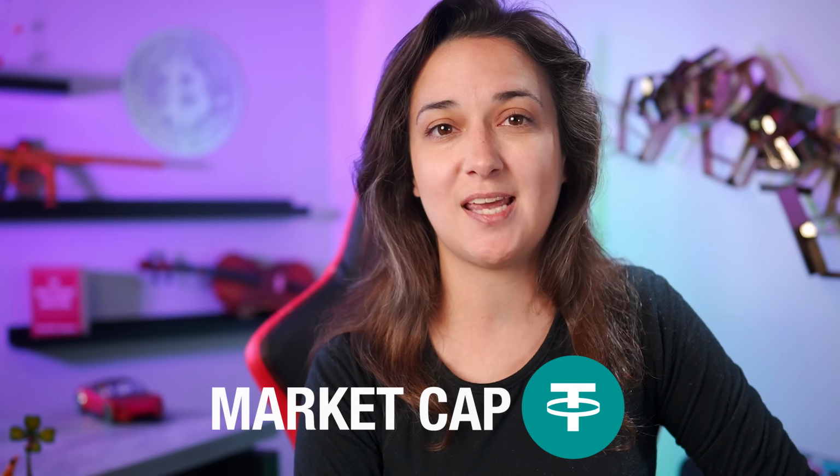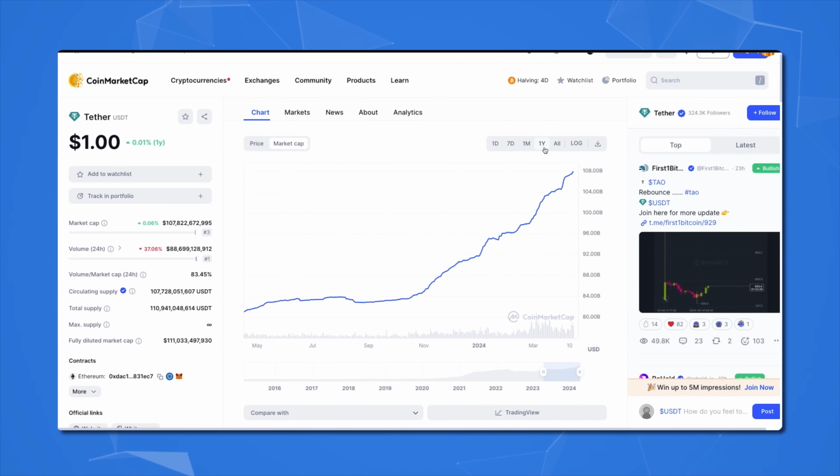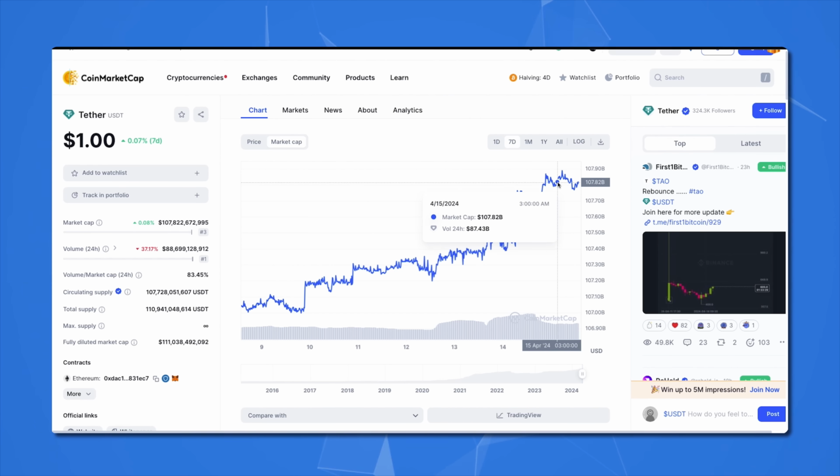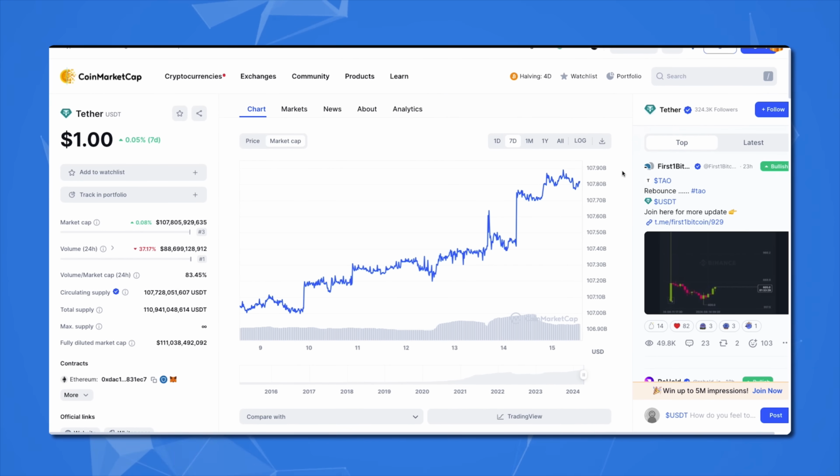And taking a look at the market cap of Tether, crypto's largest stablecoin, over the past year, the past month, and just this week, it continues to increase, which means a lot of new money is still flowing into the cryptocurrency space. All good, all bullish. Now time for the bad.